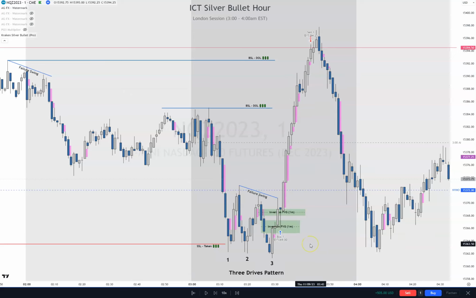Okay, so that is your London Silver Bullet for Thursday, November 9th, using the Kraken Silver Bullet Pro indicator.